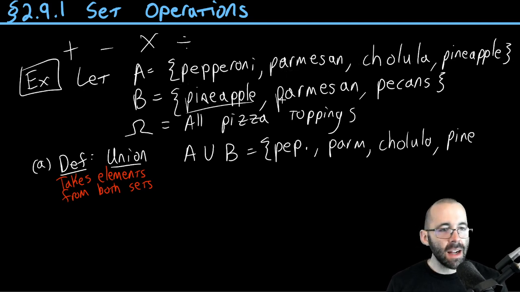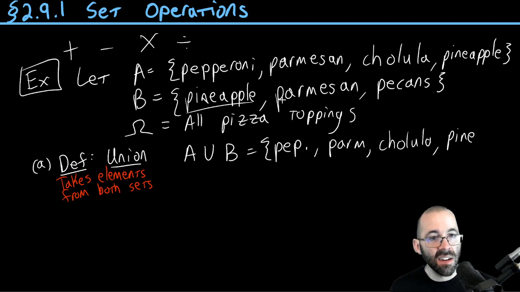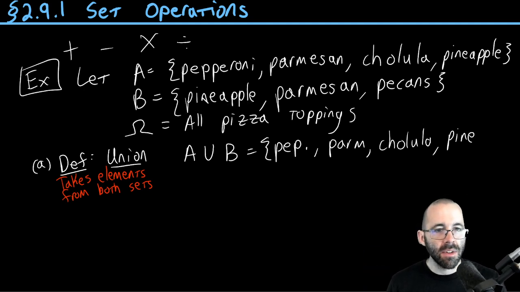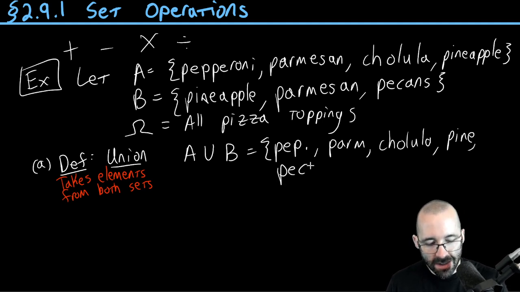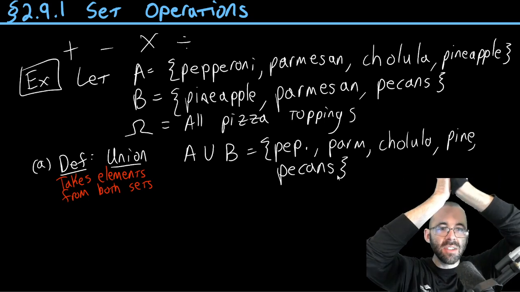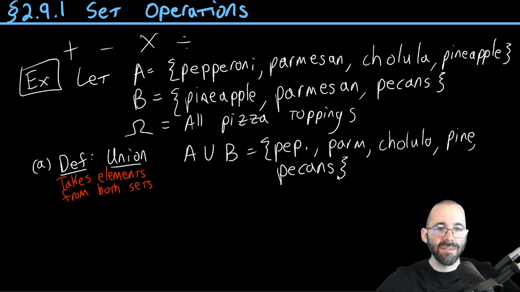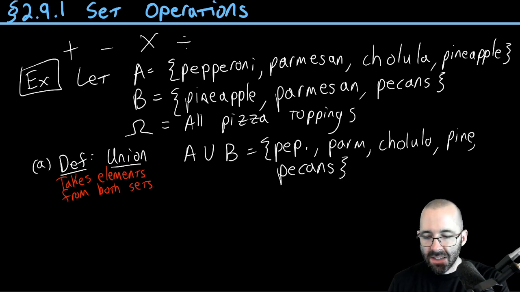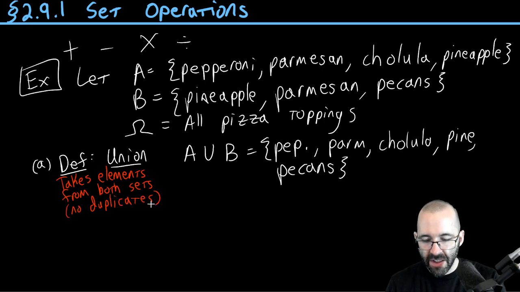Now, we're not going to add pineapple again because remember, one of the differences between sets and arrays is that sets don't have duplicates. So we already added pineapple. We already added Parmesan cheese. The only thing we need to add is pecans. That's the set union. It just takes everything from both sets and puts them into a single set. But again, remember, sets don't have duplicates. All right, and that's unions.